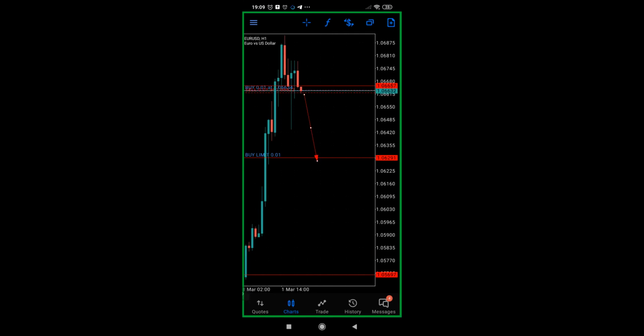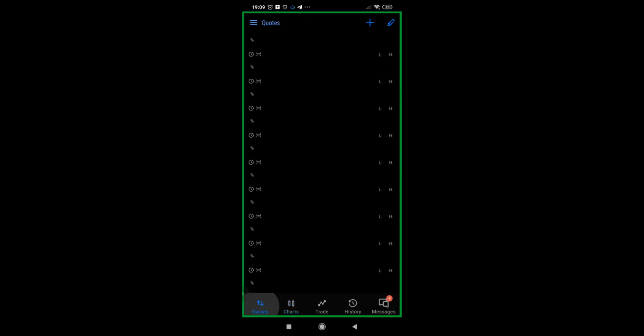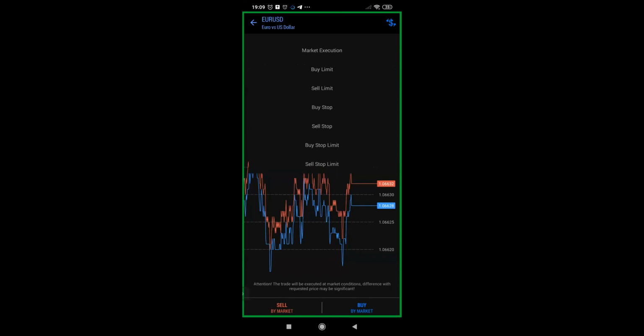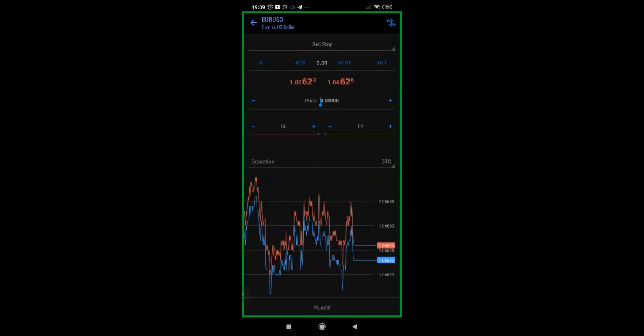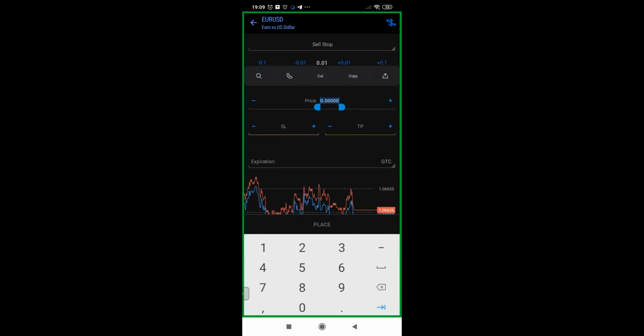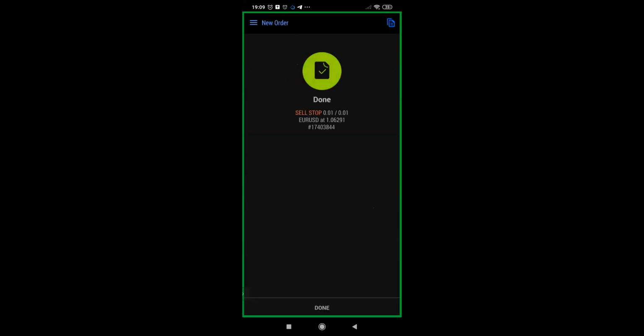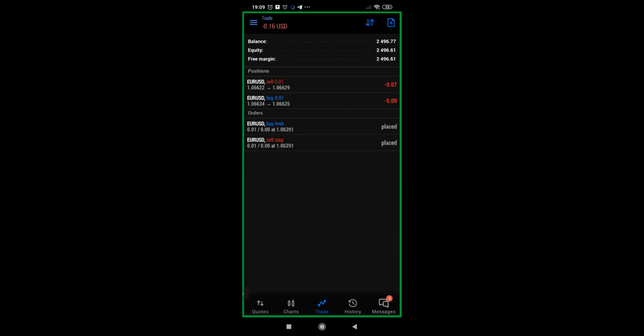It's a continuation. So come to your Euro USD, new order, change it to sell stop. You will be asked for the price as well: 1.06291. You put your stop loss, put your take profit, then you click on place. You can see immediately you have your orders there. The trade tab will give you all your running trades and pending orders. This is also where you manage your trades.